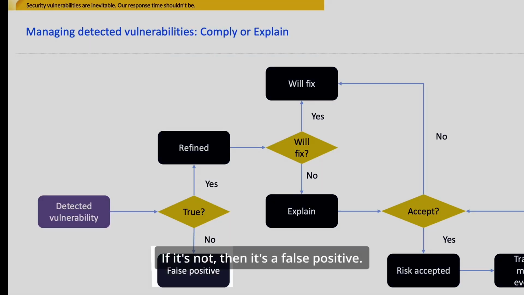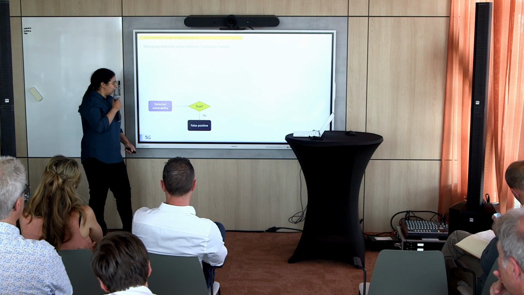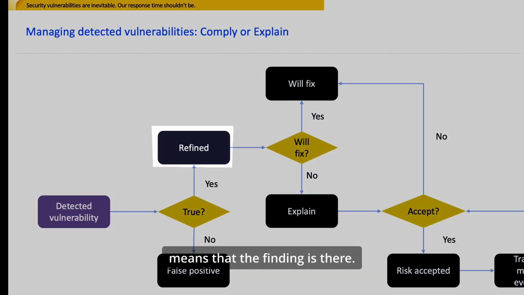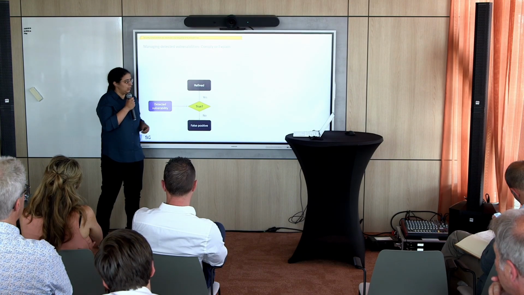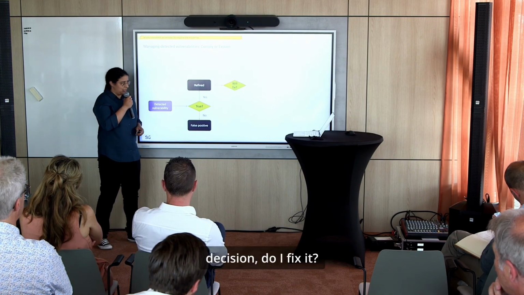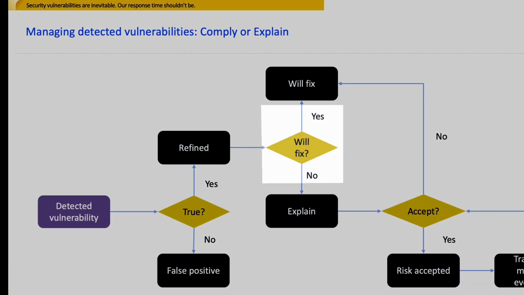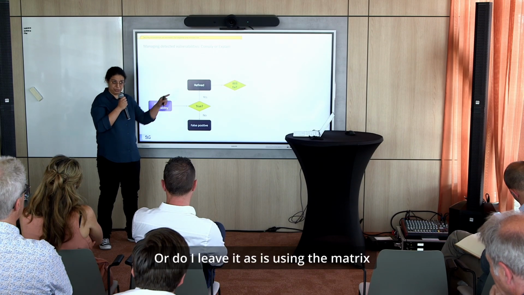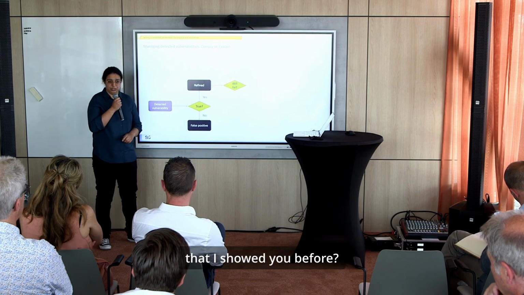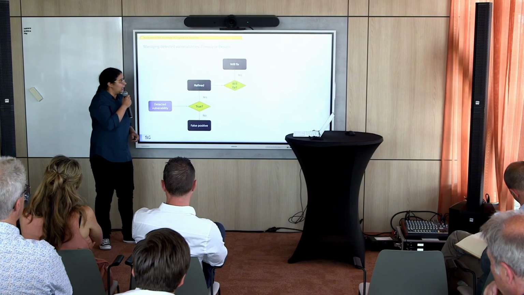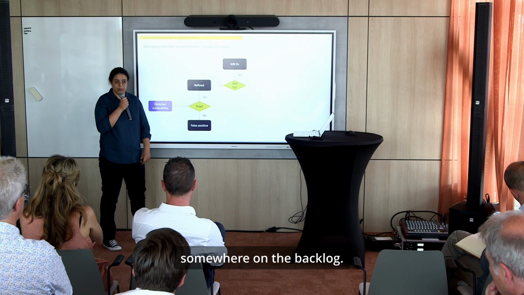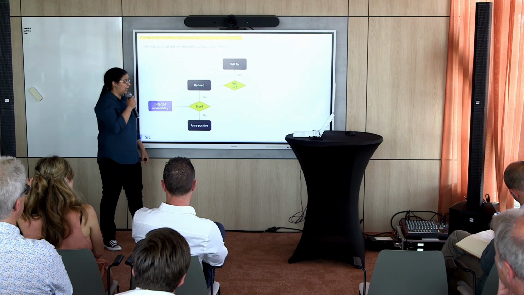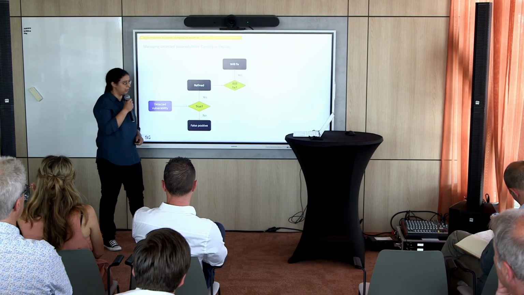If it's not, then it's a false positive. You don't have to do anything, and you're lucky. If that's not the case, that means the finding is there. You find it. It's defined. Then you have to make a decision. Do I fix it, or do I leave it as is, using the matrix that I showed you before? If you fix it, you make a ticket somewhere on a backlog, hope nobody forgets, and in the end you will have a patch.